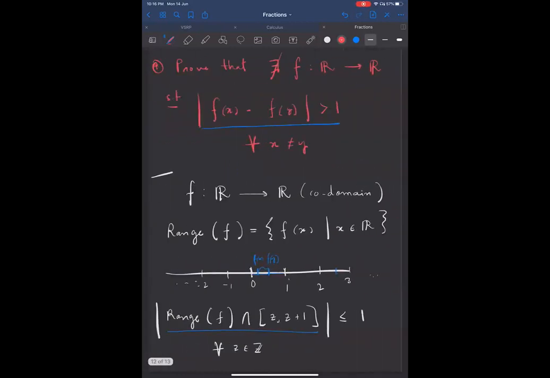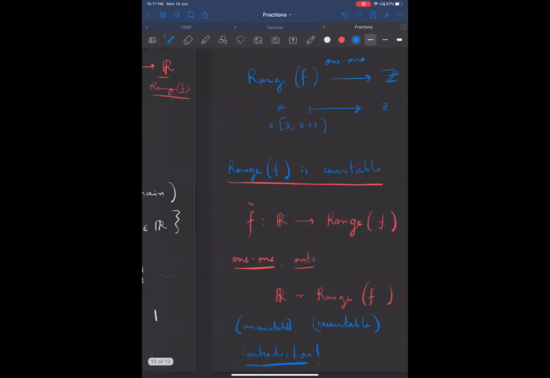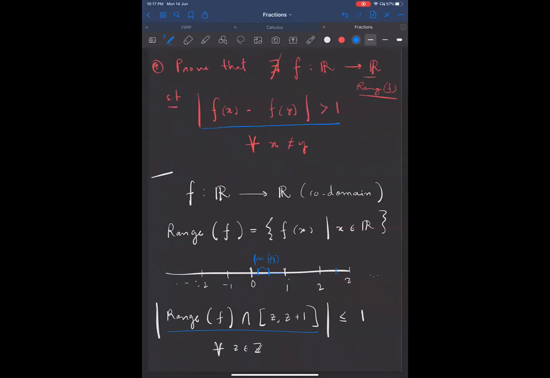So when we take the same function f from R to R, we restrict the codomain from R to the range of f. We can do that, right? Because that is the way range is defined. And in that case also the function is one-one. It remains one-one. And when you restrict the codomain to the range, the function becomes onto. So R must be equipotent to the range of f. Now the range of f is countable. R is uncountable. So this is a contradiction. So there cannot exist a function from R to R which satisfies this.